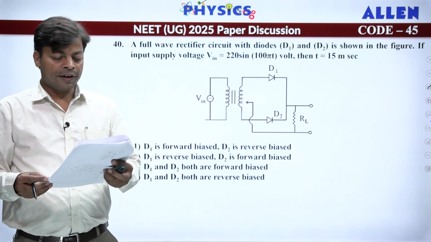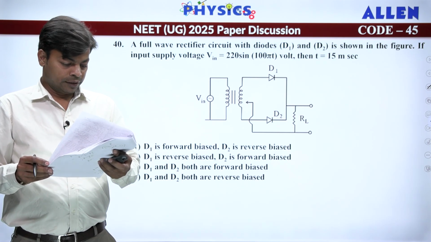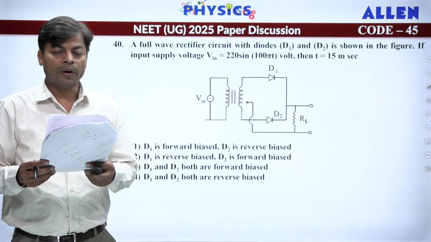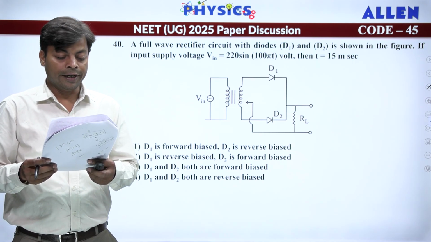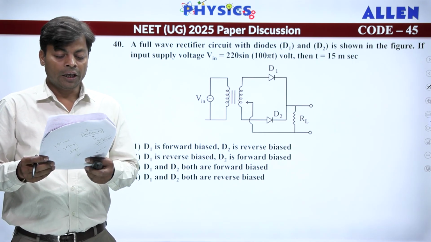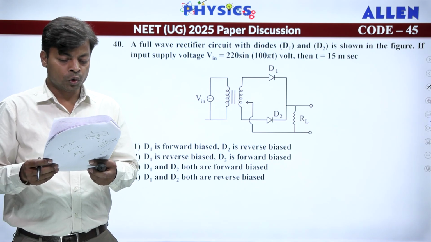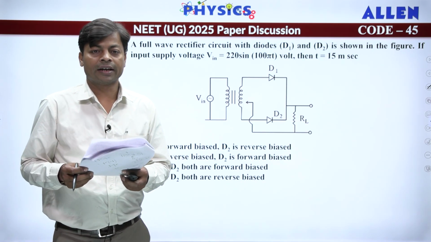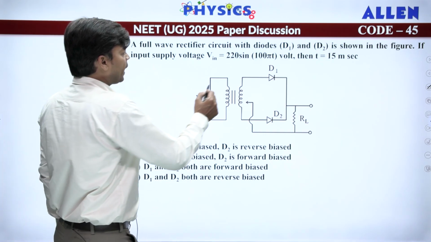We'll do question number 40. And what does it say? It says a full wave rectifier circuit with diode D1 and D2 is shown in the figure. If input supply voltage is 220 sine 100 pi t, then at t is equal to 15 milliseconds, what will happen? So here we look at this.